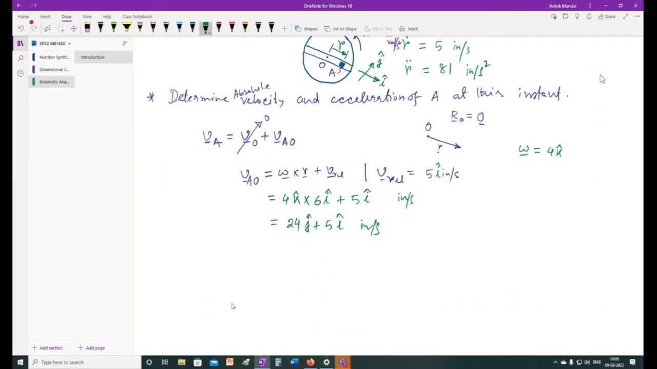When we say absolute velocity, this is VA only, and we actually want to find the magnitude of this velocity. How to find the magnitude? Root over 24 square plus 5 square. What is this quantity? It is there in my notes, I am writing it from there, and you can verify.